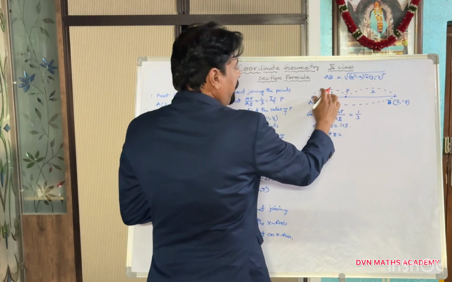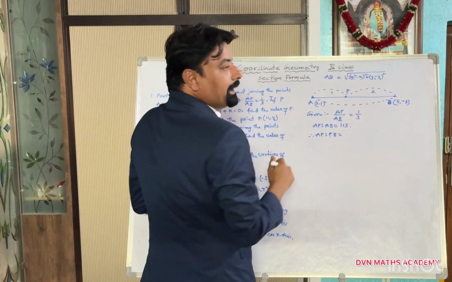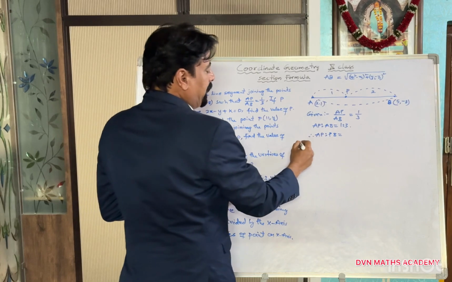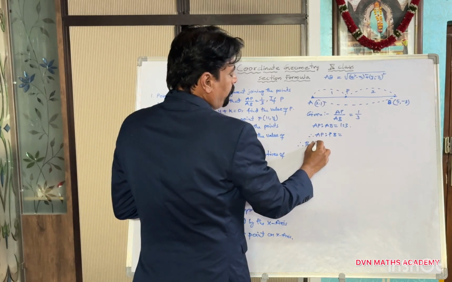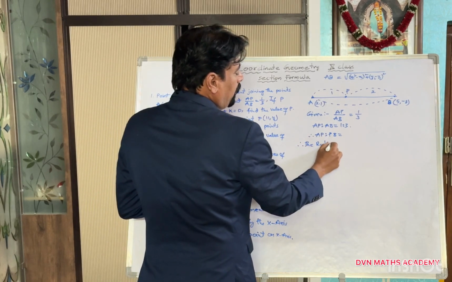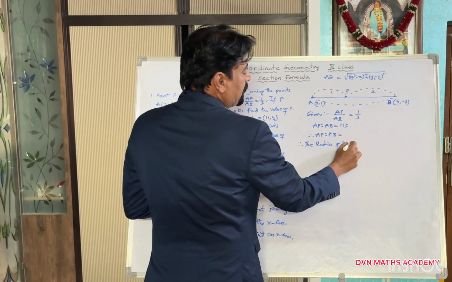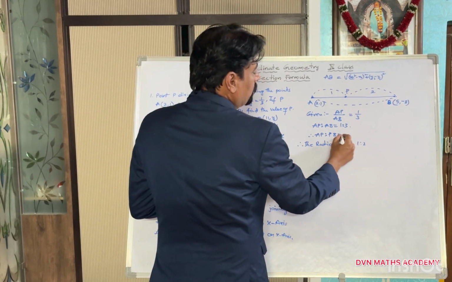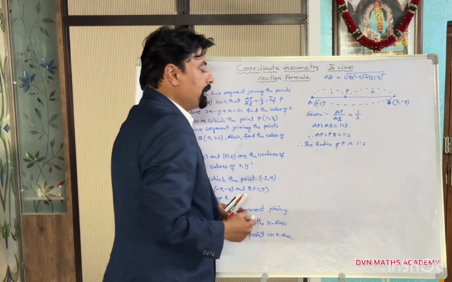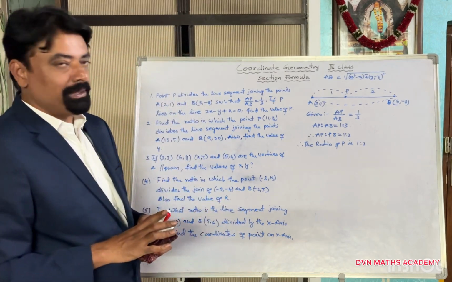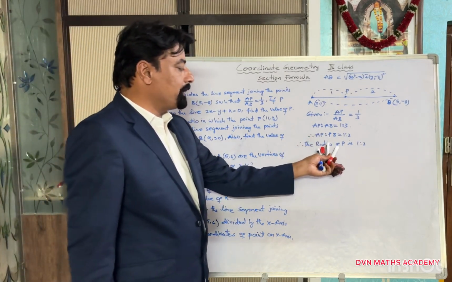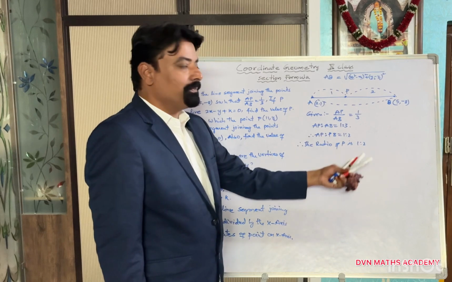So this is one part and this is two parts, entire parts is 3. Therefore the ratio of AP to PB is 1:2. So the ratio of P and AB is 1:2. First we require to find the ratio of P and AB, that is 1:2.